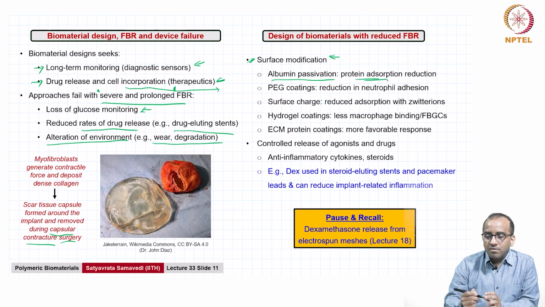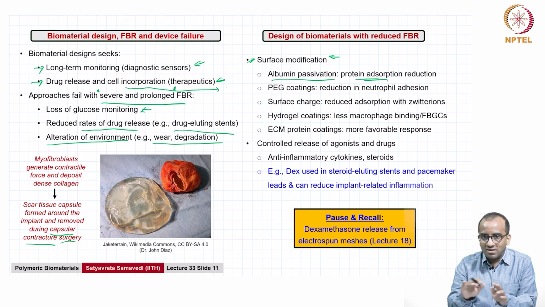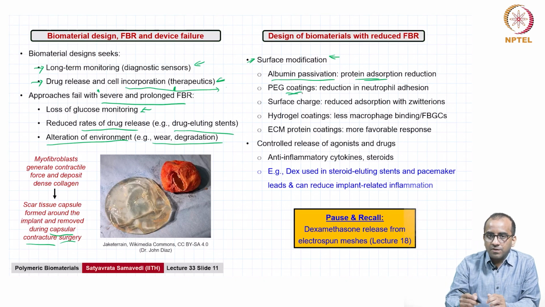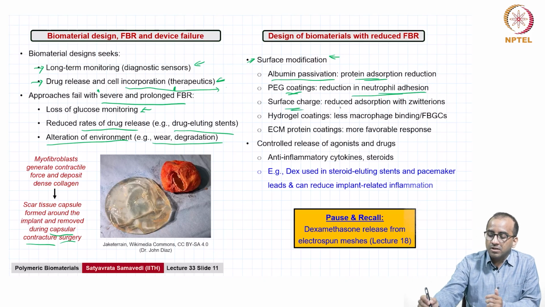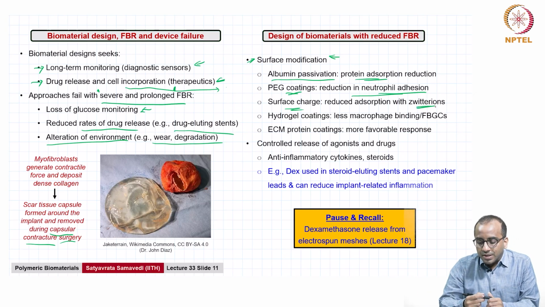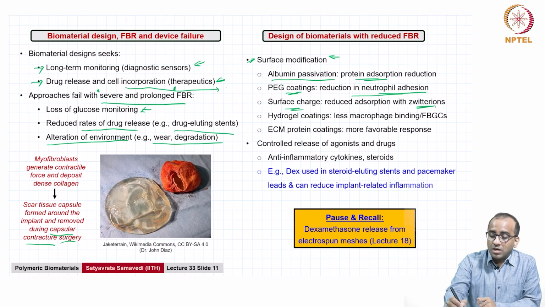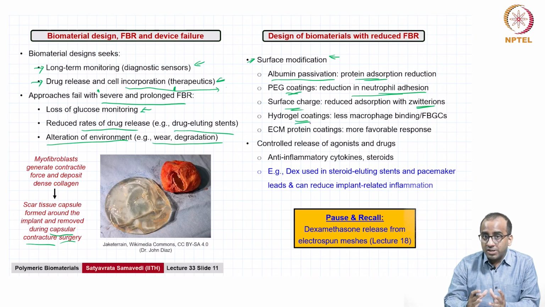You can have protein adsorption reduction because albumin has already taken up many of the active sites, if you will, on the surface. You can also have PEG coatings, as we have seen, or brushes, which reduce the neutrophil adhesion. Surface charge plays a very important role. We've already seen that proteins will adsorb much less on zwitterionic surfaces. Again, these are all concepts we have seen in lecture number 31 when we looked at protein adsorption in quite some detail. You can also have hydrogel coatings because of the hydration layer.